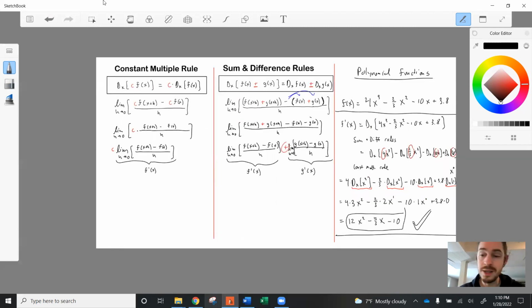But we're only a little bit farther down the iceberg. There are some more differentiation rules we have yet to learn. For example, what do you do when you need to take the derivative of a product, two functions multiplied together? We haven't even talked about that.